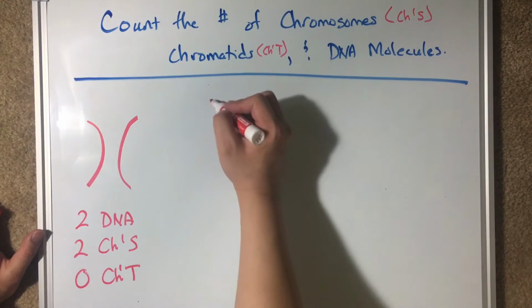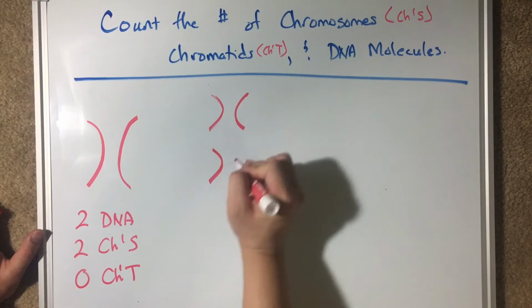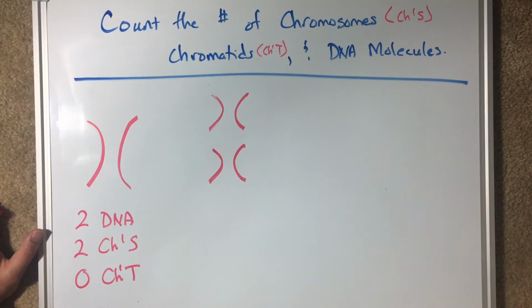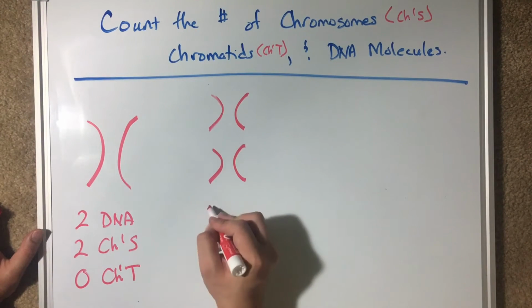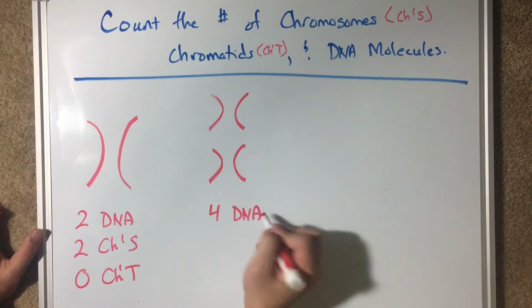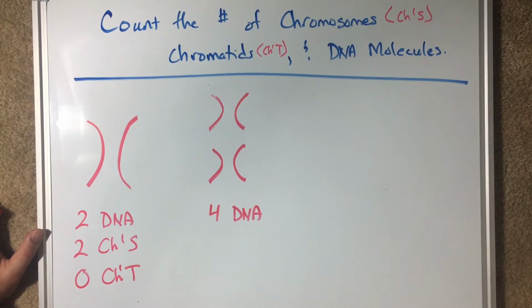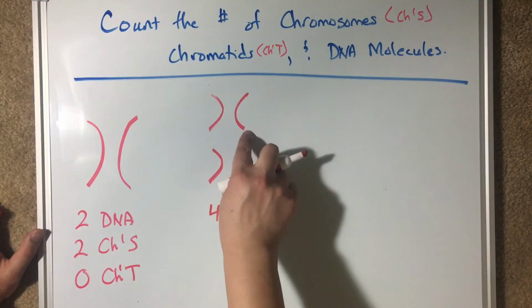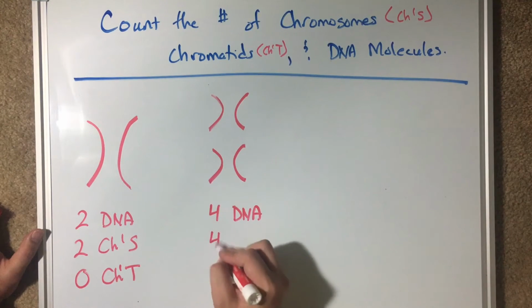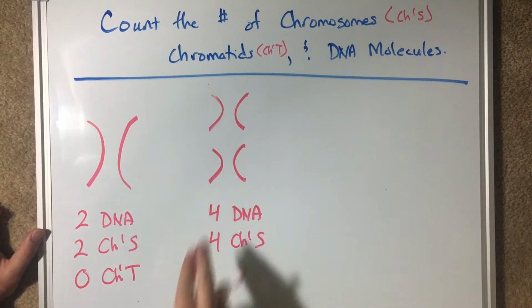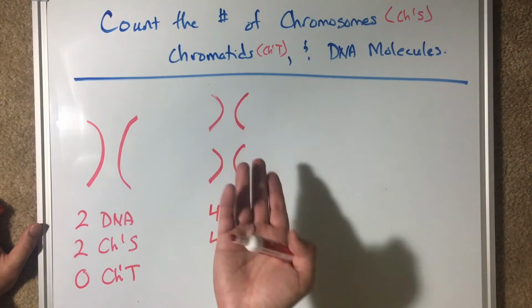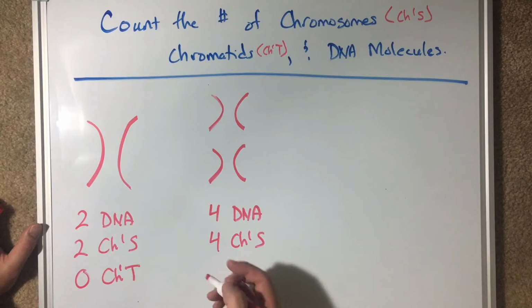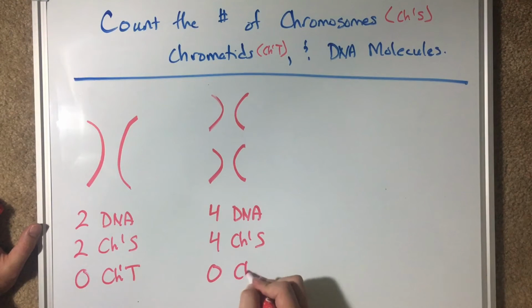Let's do another example. How about this? In this example, I have 1, 2, 3, 4 DNA molecules. Okay? Now, how many chromosomes do I have? Well, 1, 2, 3, 4. There's still 4 separate entities. So therefore, there are 4 chromosomes. How many chromatids do we have? Well, they're not connected at the centromere, so therefore we don't have any chromatids in this example.